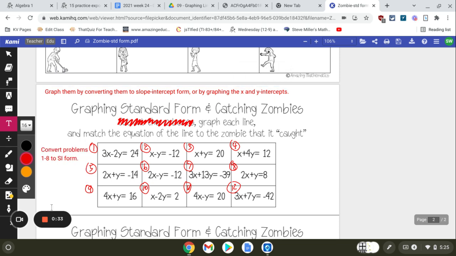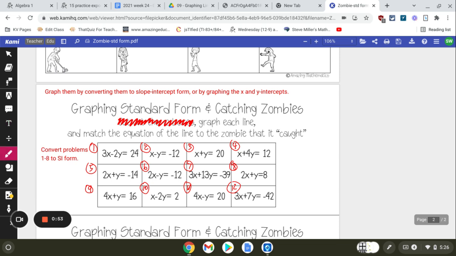Now, 1 through 8, regardless of what method you use for graphing, I am wanting you to convert those to slope-intercept form. So I'm going to show you that now, at least with number 10 as an example.